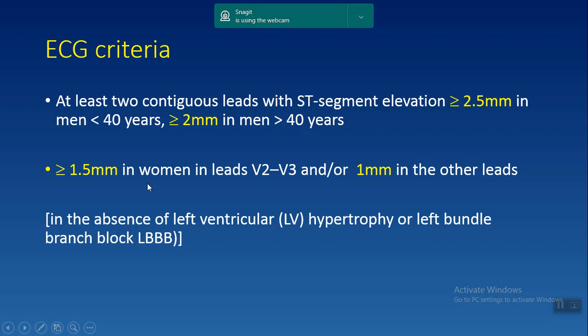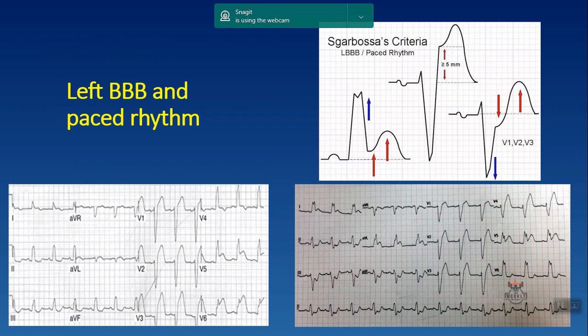In women, the ECG criteria differ a bit. The ECG criteria for diagnosis of STEMI in women include ST elevation of more than 1.5 millimeter in leads V2 and V3, and/or more than 1 millimeter in other leads. These criteria apply only in the absence of left ventricular hypertrophy or left bundle branch block. However, there are some specific scenarios and situations where there are other criteria to diagnose ST segment elevation myocardial infarction.